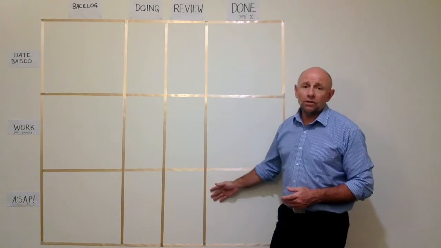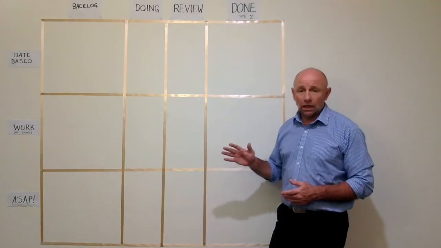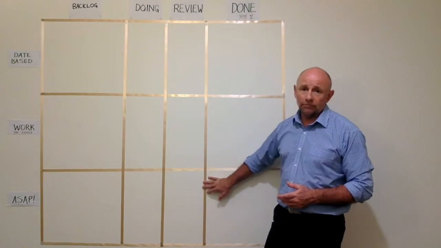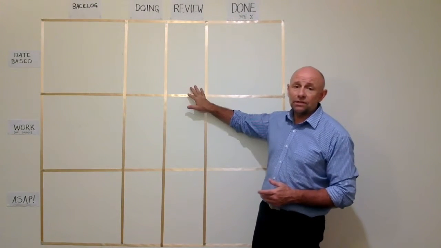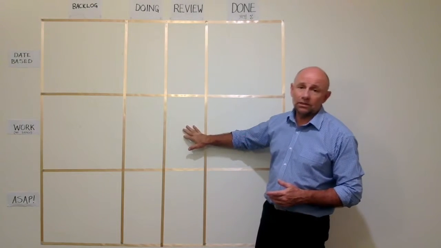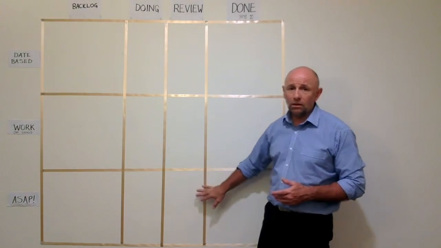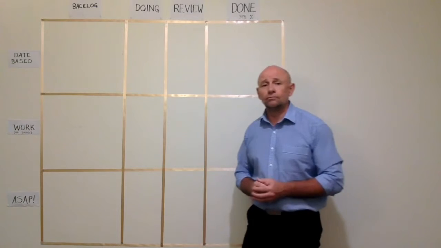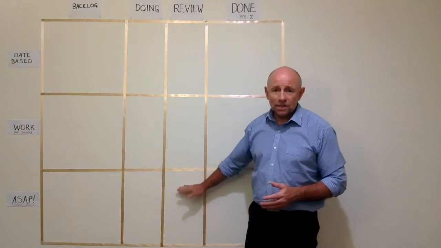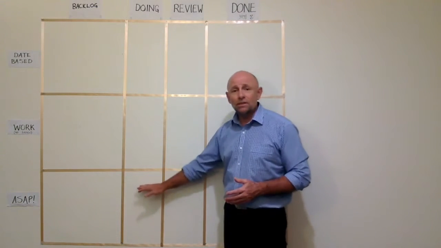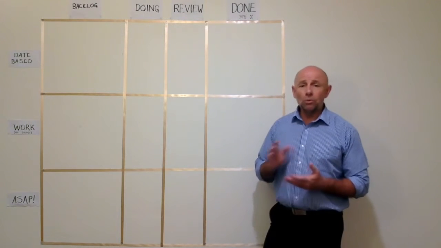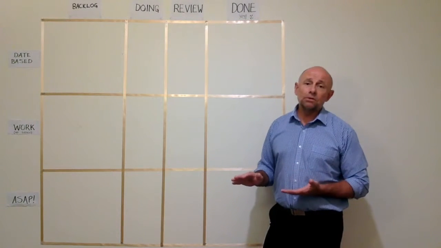Down here we've got items that need to be done ASAP. It's an expedite lane. Next is the ASAP lane. Basically, work in the ASAP lane are work items that need to be done as fast as humanly possible.